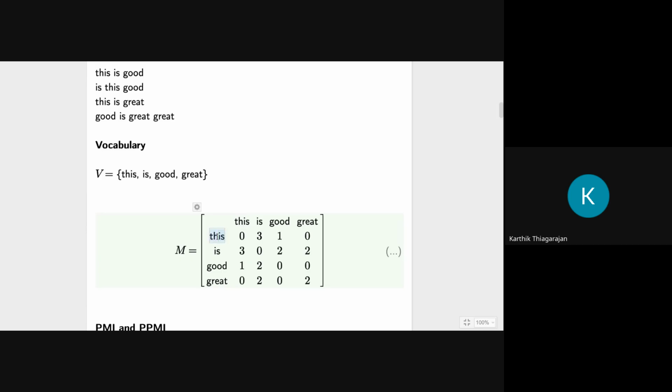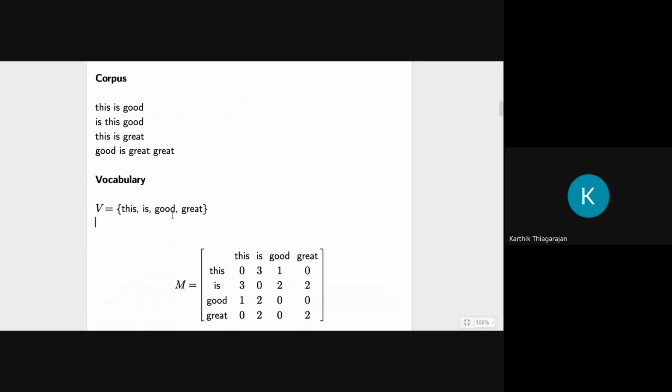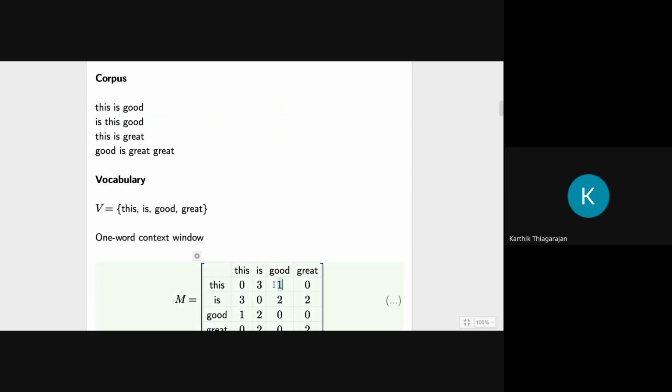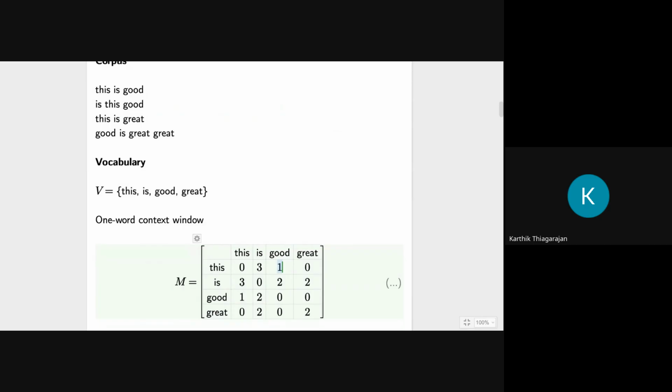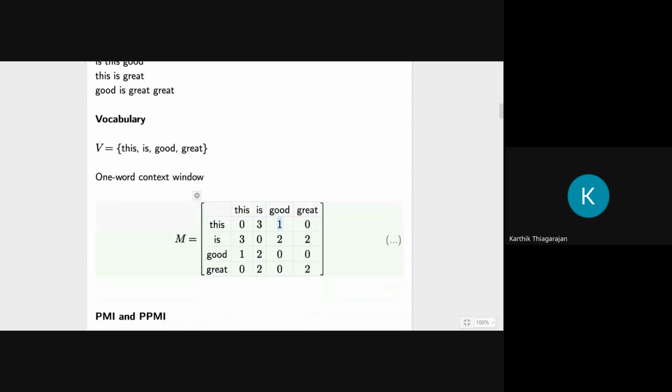So you ask the question, for a 2-word context window, how many times does the word good occur in that context? So for example, if you look at this, this is a 1-word context window, meaning you only look at the left and right word. So for this, you have good occurring exactly once in its context, right? Therefore, this entry will be 1. Okay, this is how you build a co-occurrence matrix, in this case for a single word context window.